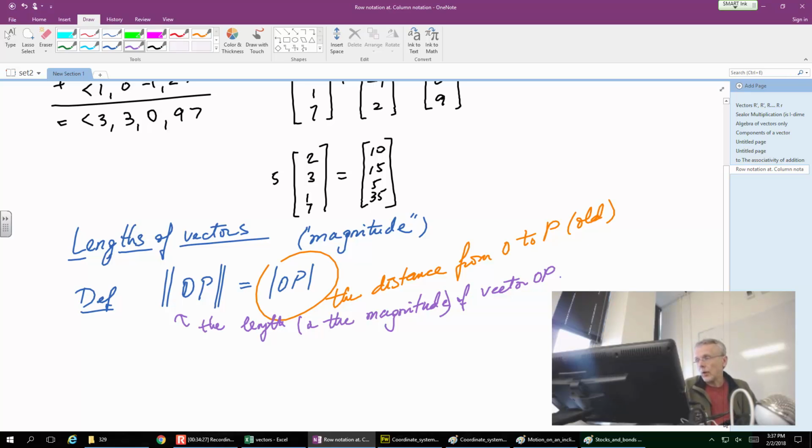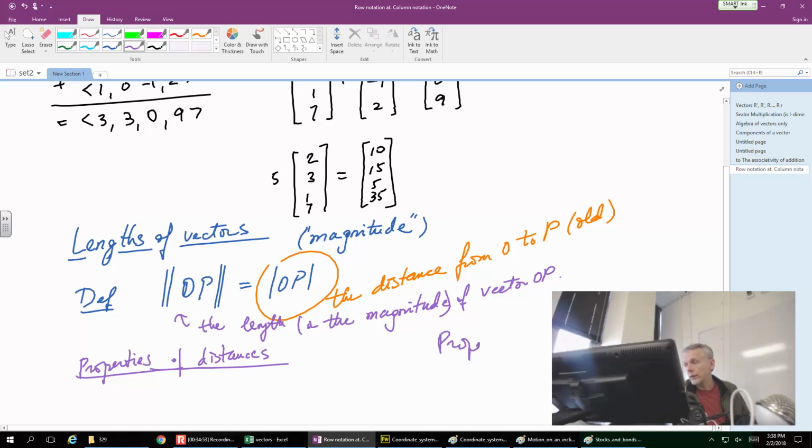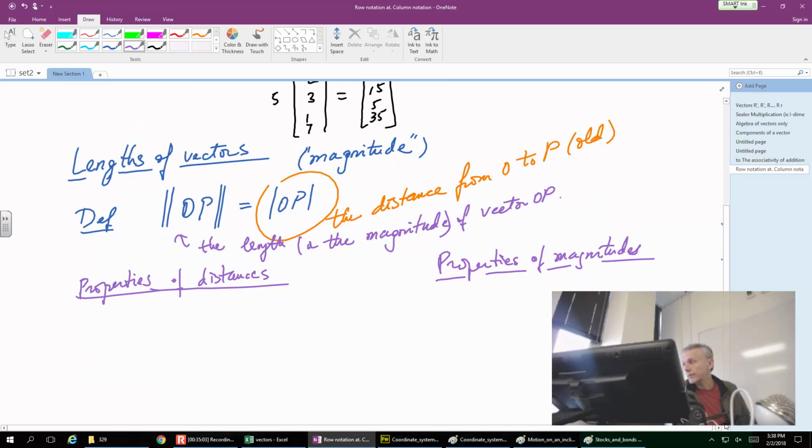Okay, so properties. When you define it this way, then certainly properties of the magnitudes will be very much related or similar to the properties of the distances. So remember those 3 properties of distances? We start with distances, and then I will have properties of vector magnitudes. So remember, what's the simplest property of distances? We had 3. Remember any of these?